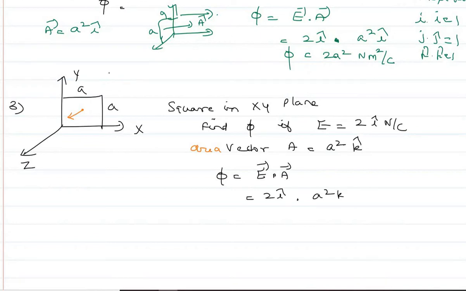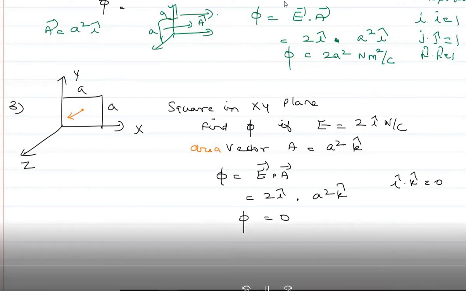We know that i dot k is 0. So the flux passing through is 0. Clear, everyone?